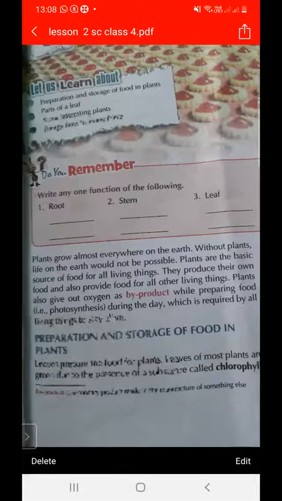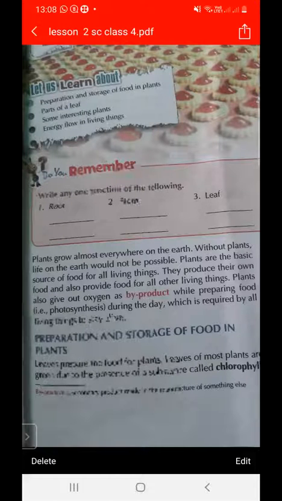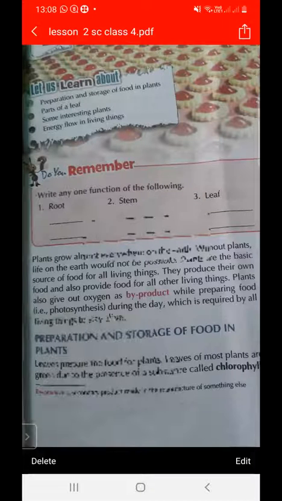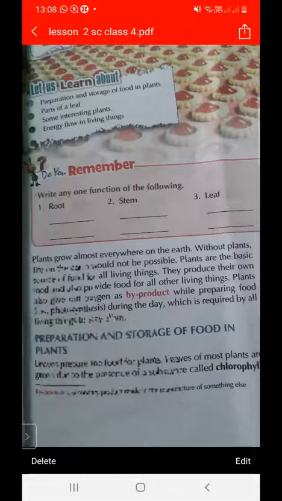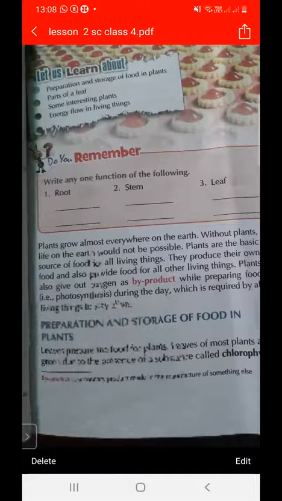Because plants give us oxygen. Next is, plants provide food for all living things. Plants give us oxygen to stay alive.